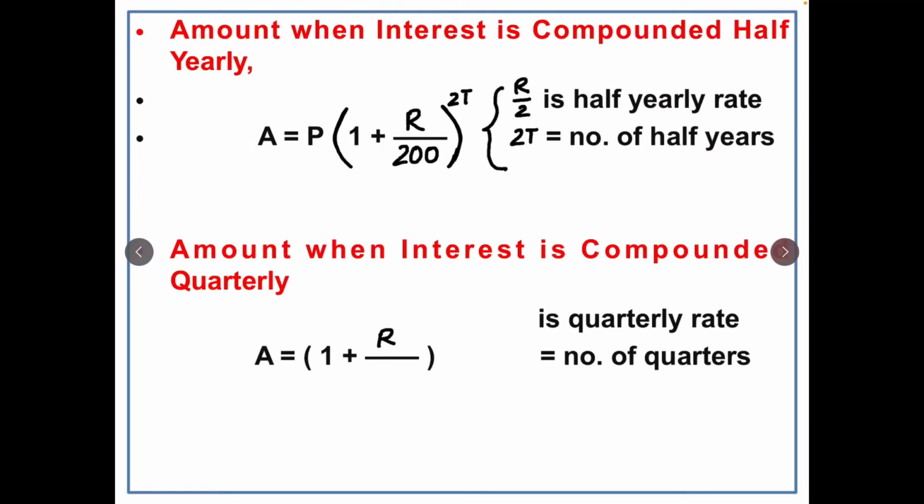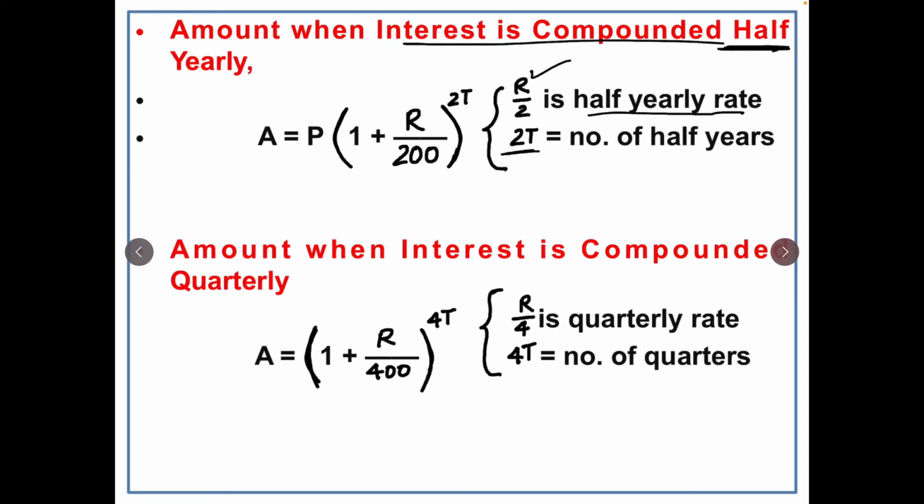Okay, so there will be some cases when the interest will be compounded half yearly or quarterly. In that case, the rate of interest will be divided by 2. Okay, whatever the rate of interest, that will be divided by 2. If the rate of interest is given as 10%, you will divide that by 2 when it says the interest is compounded half yearly. Okay, and the time period will be doubled. So keep this in mind. If the interest is compounded half yearly, in that case the rate of interest will be divided by 2 and the time period will be multiplied by 2.